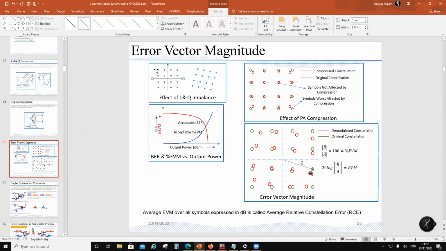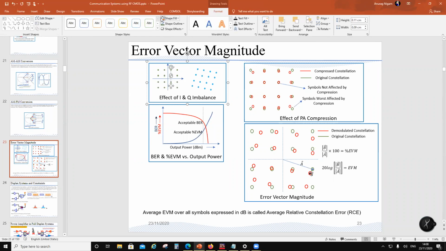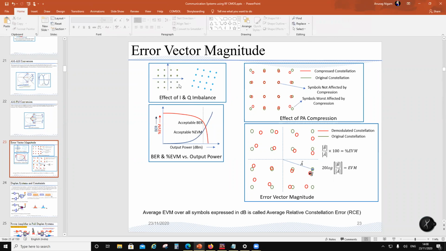Now each bin is basically 4 bits. If there are 4 bits, there are 16 bins. And these bins decide what should be the amplitude and what should be the phase. So for example, this bin and this bin have the same phase, right? But their amplitudes are different. So each bin is unique. It has a unique amplitude and phase.